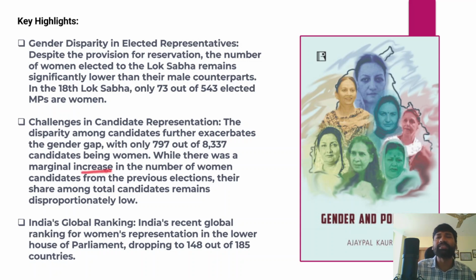However, there is a marginal increase in the number of women candidates from the previous elections. However, the total number of candidates remains disproportionately low. So that is a cause of concern. Now, when we talk about women's participation in political matters, and when we rank all the countries, India's ranking is significantly lower, because we have very poor women participation in the political arena. So the recent global ranking for women's representation in the lower house of parliament has dropped to 148 out of 185 countries.